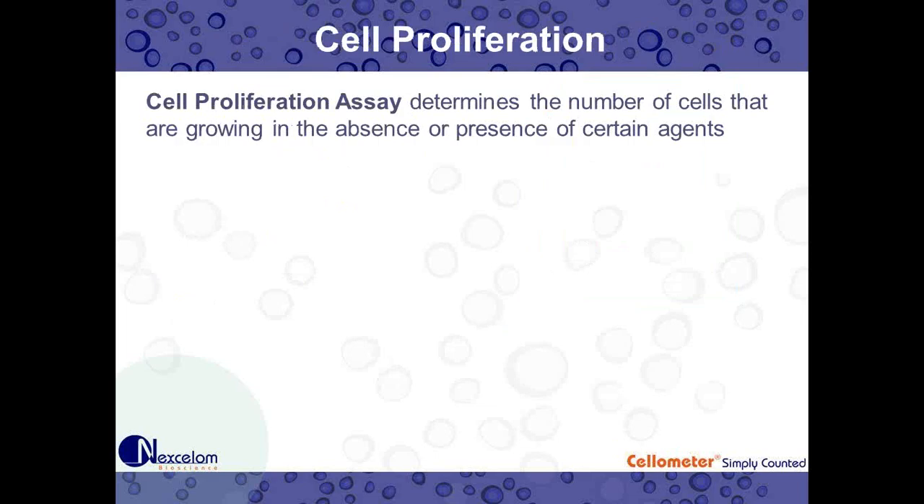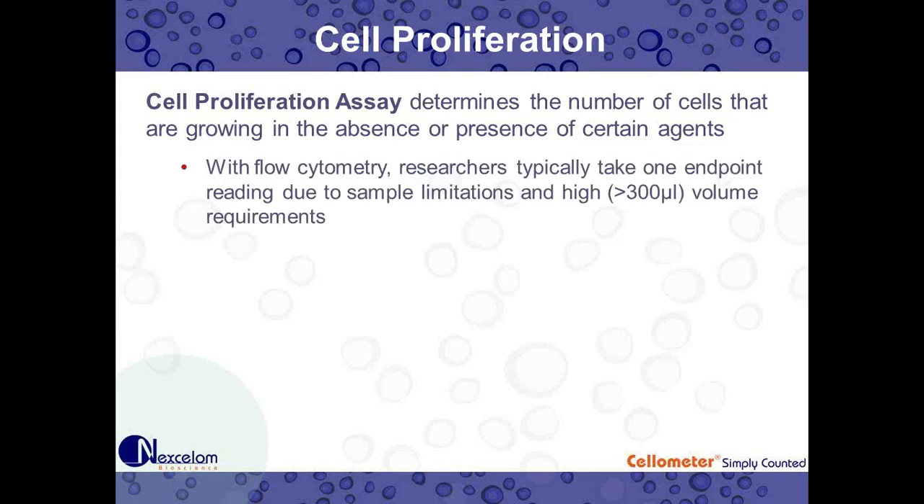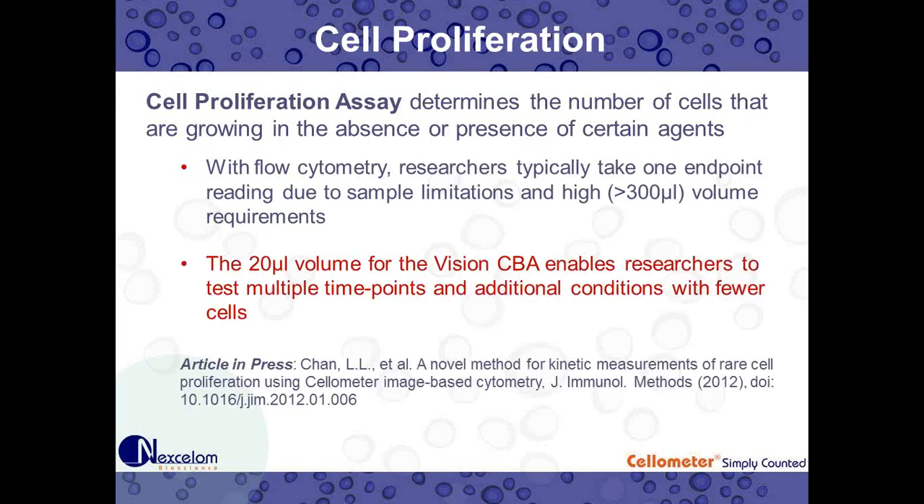So the cell proliferation determines the number of cells that are growing in the absence or presence of certain agents. With flow cytometry, researchers typically take one endpoint reading due to sample limitations and high volume requirements, typically around 300 microliters for a large flow system. The 20 microliter volume for Vision CBA enables researchers to test multiple time points and also additional conditions using fewer cells.